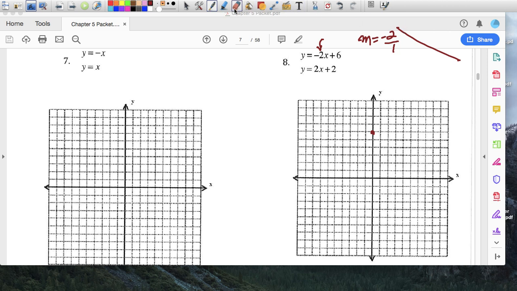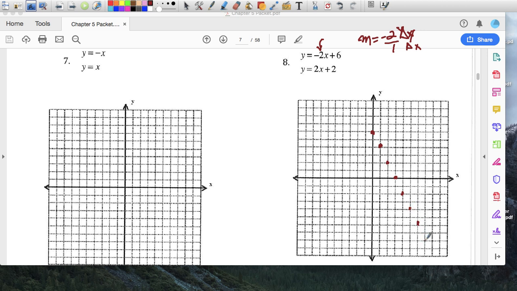So the change in y over the change in x. The change in y is negative, so negative 2 means go down 2. The change in x is positive, so we're going to go right. So it's going to be 2 down, 1 right, 2 down, 1 right, 2 down, 1 right. And I'm going to just do this.